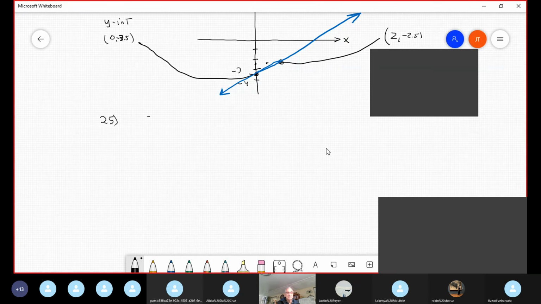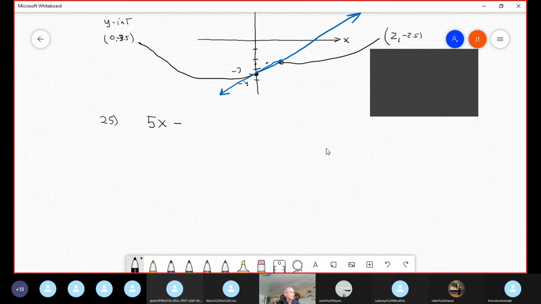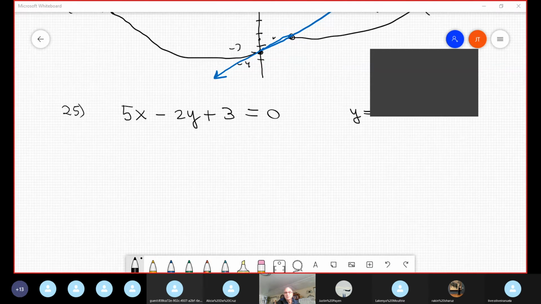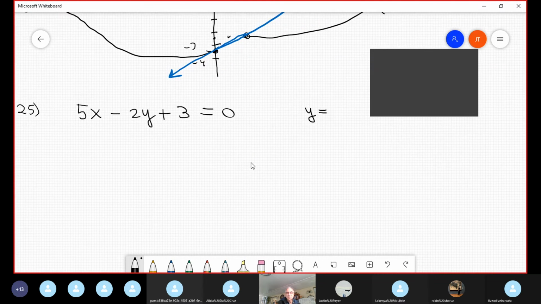Okay, it's 5x minus 2y plus 3 equal to 0. What the hell is that? Okay, this is not standard form, this is not slope-intercept form. But I don't care. My goal is to solve for y. So I need to express this equation in that way.